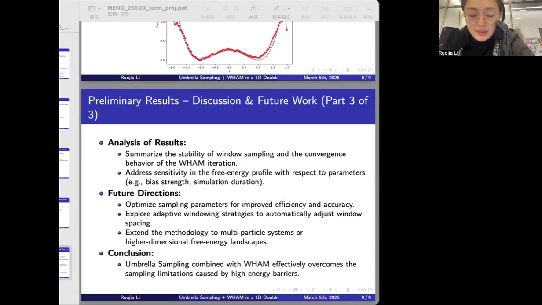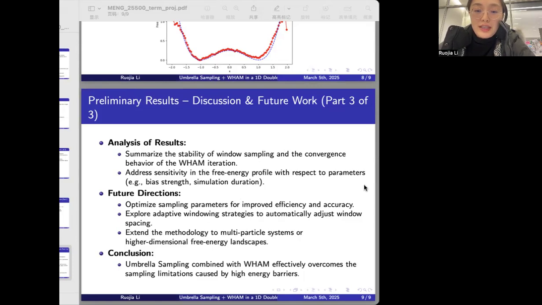The second is sensitivity to parameters. The choice of force constant k and the spacing of the window centers can impact the quality of the results. Too large or too small a k might either prevent adequate sampling within each window or lead to insufficient overlap. Looking to the future, it can be extended to higher dimensional systems, or we can consider adaptive or self-adjusting windows where the simulation automatically refines where to place windows or how strong the bias should be. This can reduce computational effort by focusing sampling resources more efficiently.